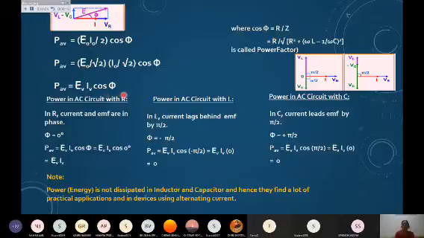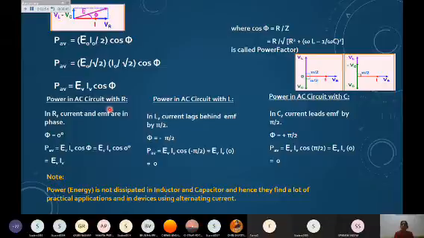Now I have done this in one go, taking it as a general case. Of course, if you wish, you can work things out separately, if you want to calculate the power for a circuit containing only resistance, or only an inductor, or only a capacitor. One method is that you go through all these steps separately. The other method is that we have taken the general case and you can take these as special cases.